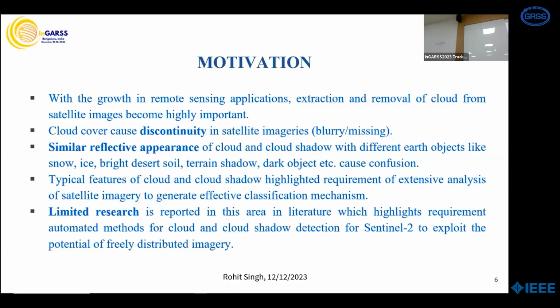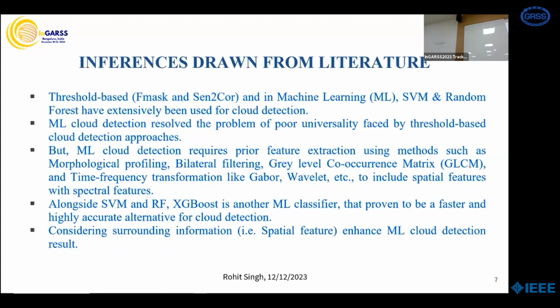We got this from the literature review that we have done so far. These are the evidences drawn from the literature. There are two types of approaches for cloud detection: threshold-based and machine learning-based. In threshold-based, certain rules or threshold points are generated that help us decide whether a particular pixel is cloudy or not. These are usually pixel-based classifications, both threshold-based and machine learning. In machine learning, SVM and random forests are most extensively used for cloud detection.